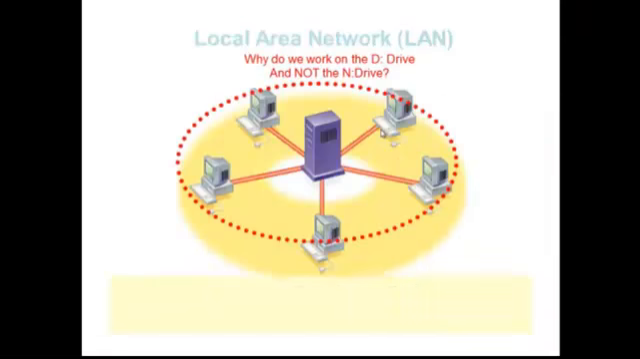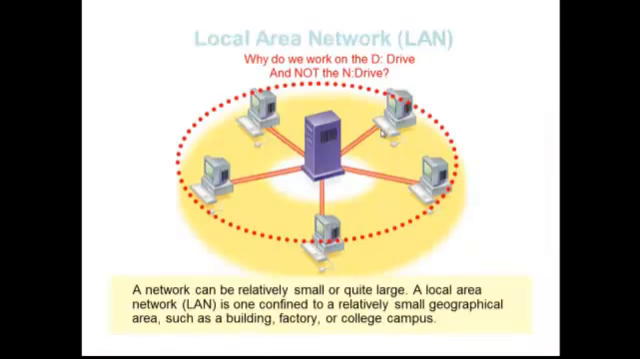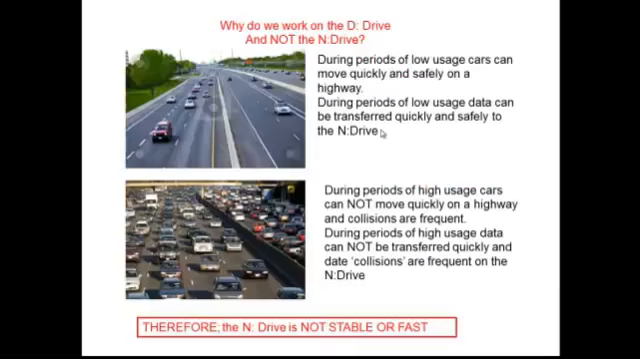The reason we don't work on the N drive is that it's part of a large LAN, a local area network, and there's lots of traffic on it. If you compare it to a highway like the Queensway, during periods of low usage, cars can move quickly and safely on the highway. Well, on the N drive, during periods of low usage, traffic and data can also move quickly on the N drive and on the LAN.